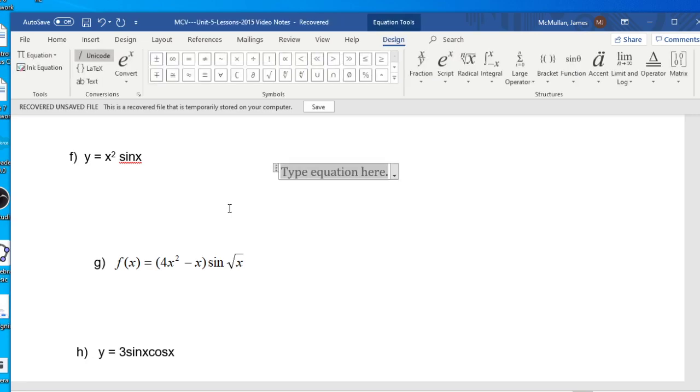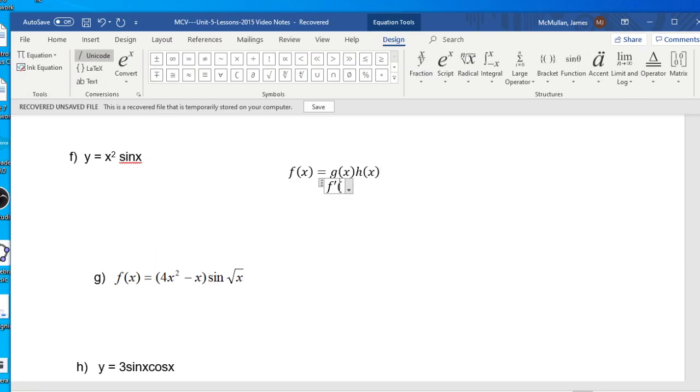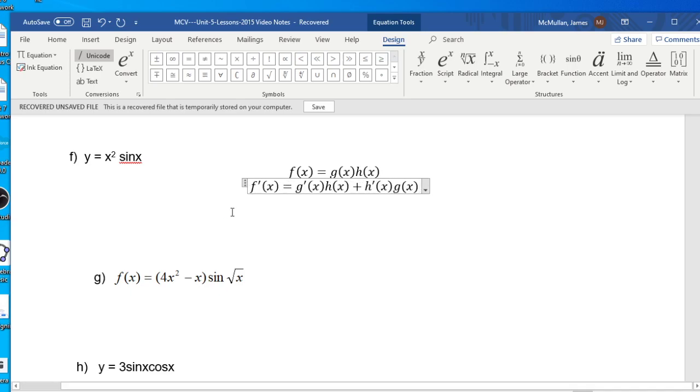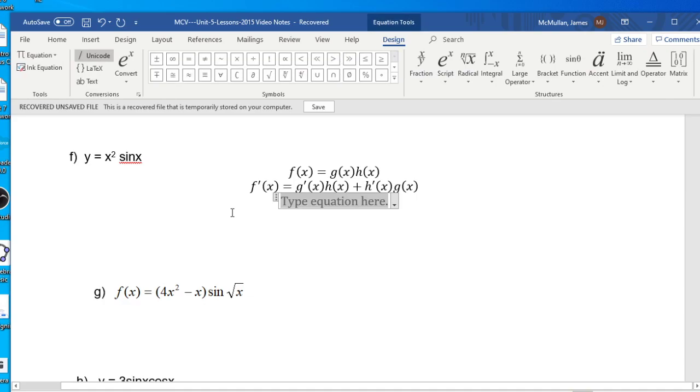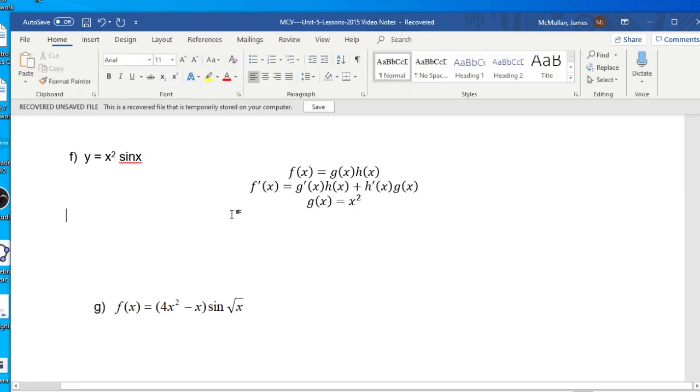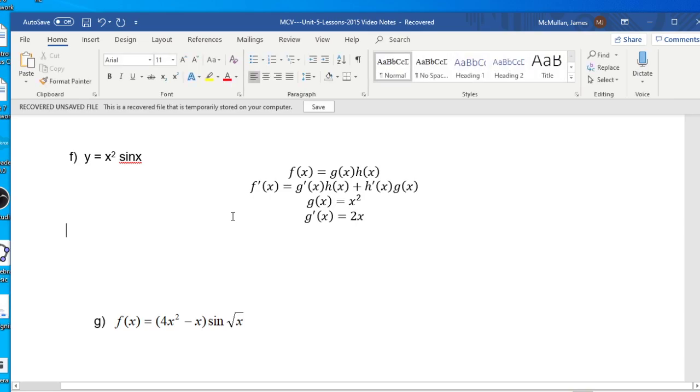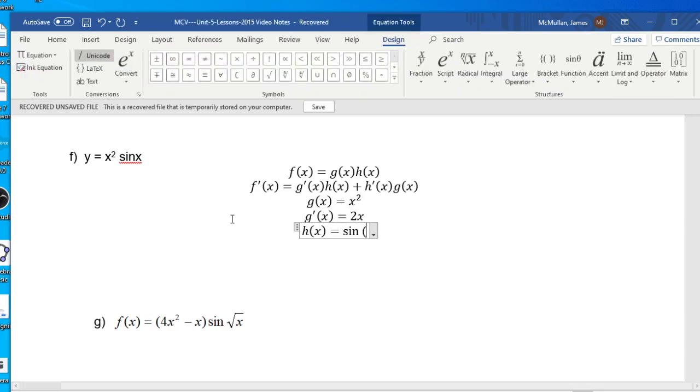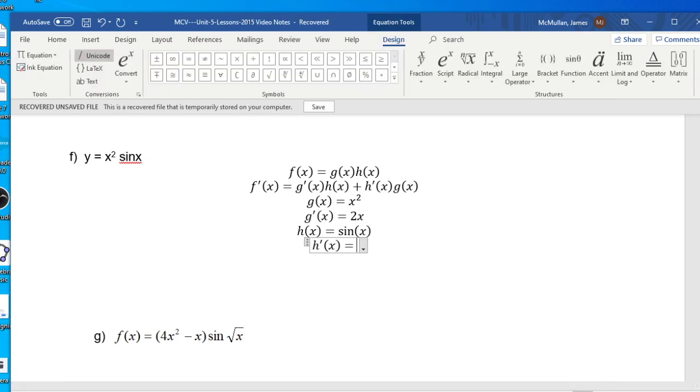Okay, now this one is a product rule, so I don't know if Leibniz notation is all that useful for product rule. Probably just as easy to do prime. So let's say f of x is equal to g times h, and therefore f prime is equal to g prime times h plus h prime times g. Okay, and we'll just find all the parts. So g of x is x squared, then g prime of x is 2x. Then h of x is sine x, and h prime of x is, the derivative of sine is positive cos.